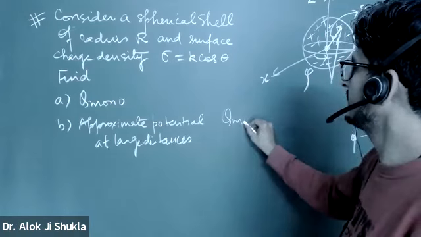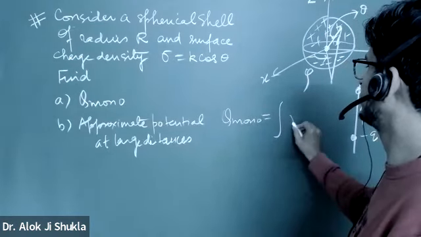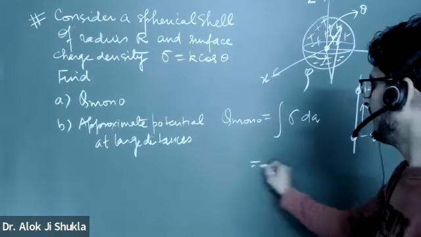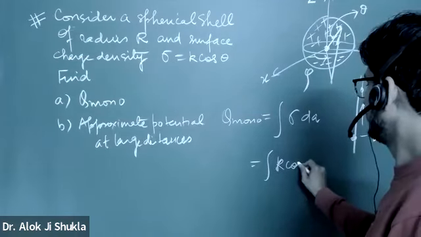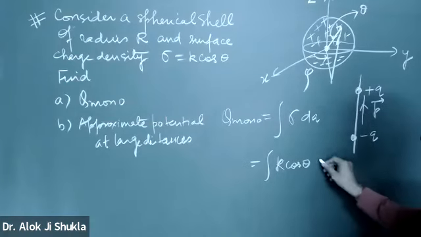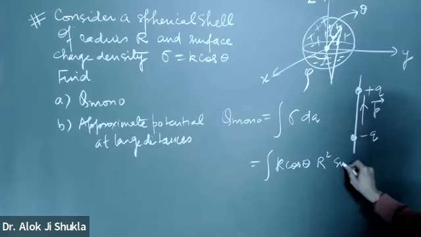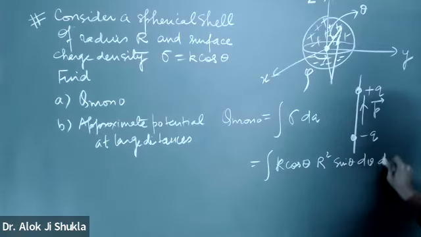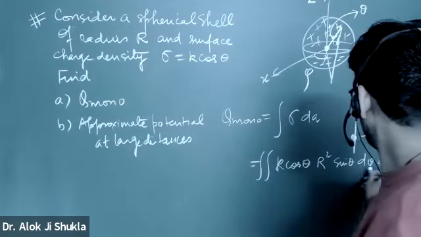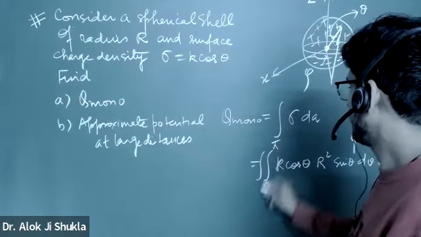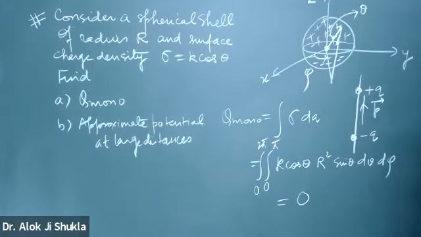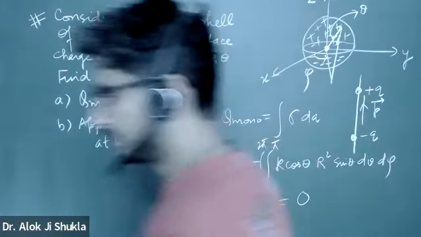So q mono will be just, how to calculate this? Integral sigma dA. Yes or no? That will be integral k cos theta, and the small area on this is R square sin theta d theta d phi. Correct? So I will have to make a double integral. For theta, it will be 0 to pi, and for phi, it will be 0 to 2 pi. So it will be equal to 0. Correct?